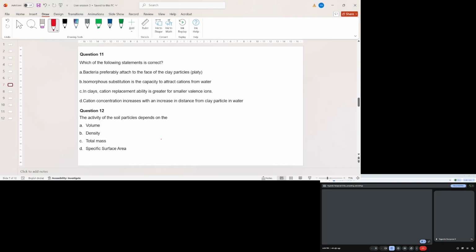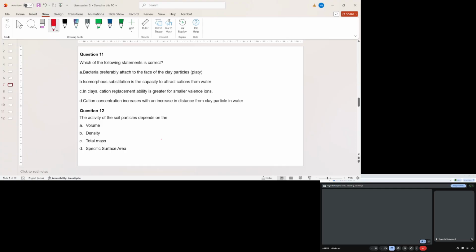Now coming to question 11, which of the following statements is correct? A. Bacteria preferably attach to the face of the clay particles. B. Isomorphous substitution is the capacity to attract cations from water. C. In clays, cation replacement ability is greater for smaller valence ions. Option D, cation concentration increases with an increase in distance from the clay particle in water.